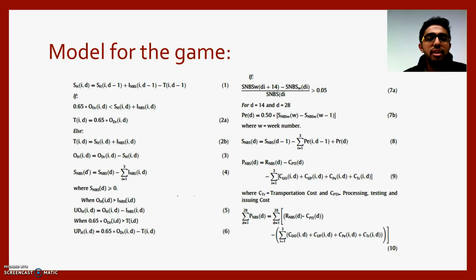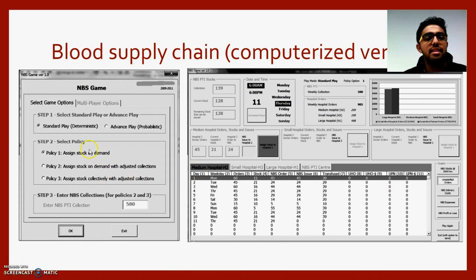The model of the game is completely based on these 10 factors, and the GUI or the graphic user interface is basically showing the two different ways you can play, standard and advanced, and 3 different policies you can select from.